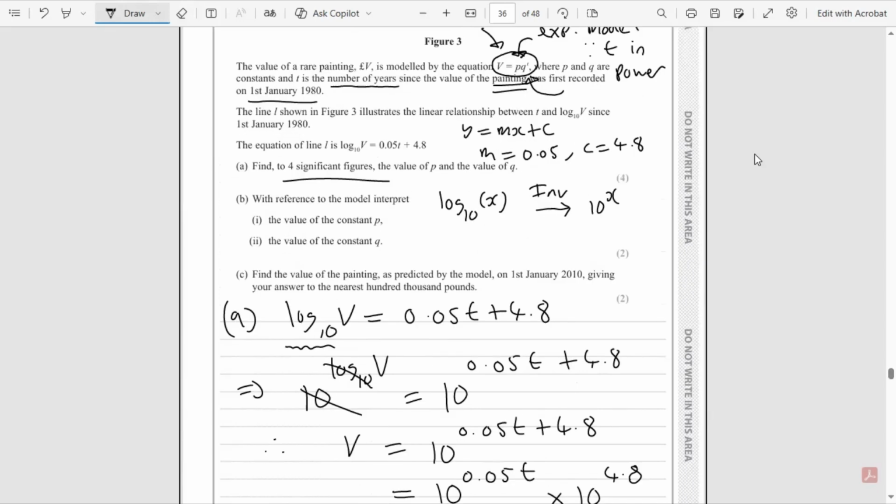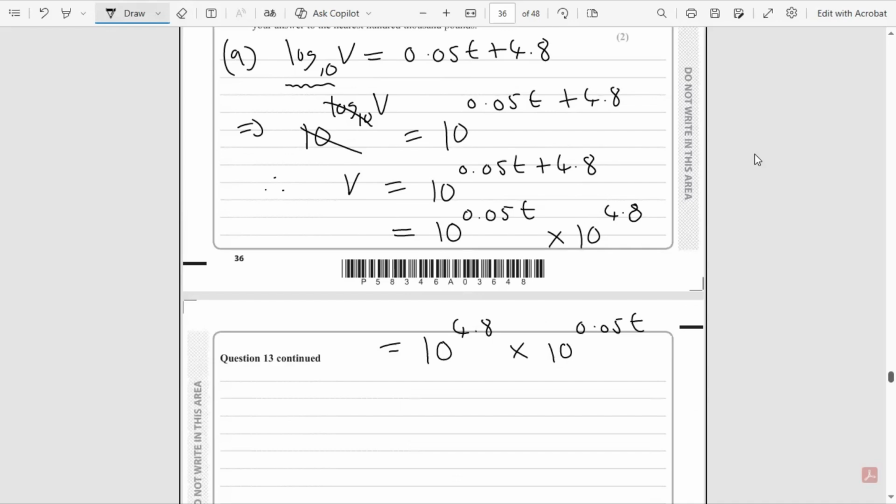So again, we're trying to get p times q to the power of t. We're almost there, but let's just think about one more rule of indices. So remember, if you've got x to the power of n times t, this is the same as x to the power of n, to the power of t. So you can just rewrite this right-hand side of the equation as 10 to the power of 4.8 times 10 to the power of 0.05, to the power of t. And now we've done it, okay?